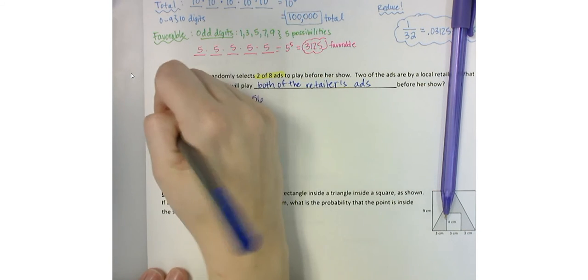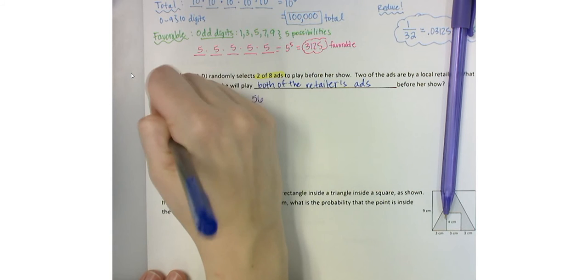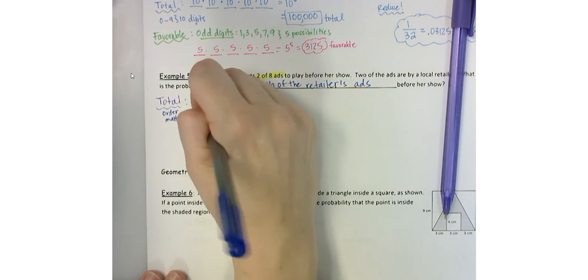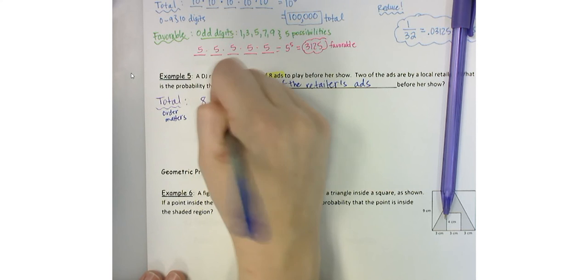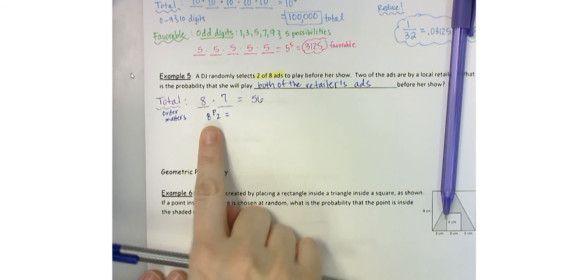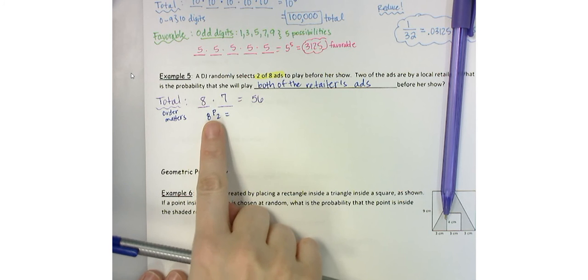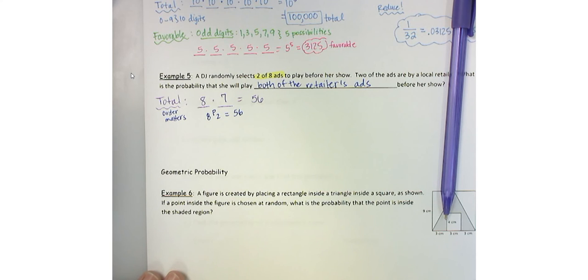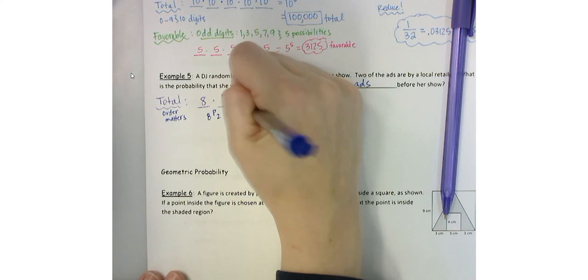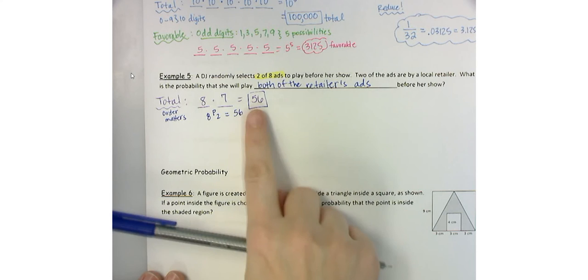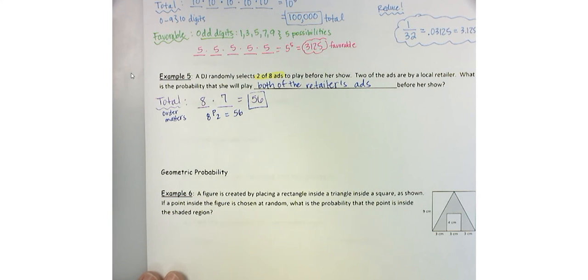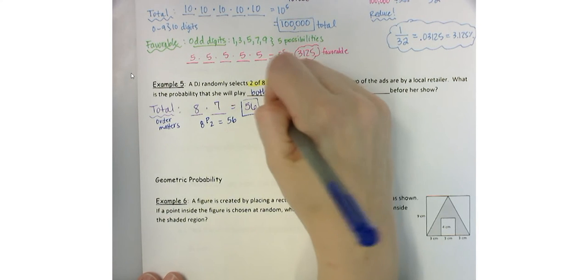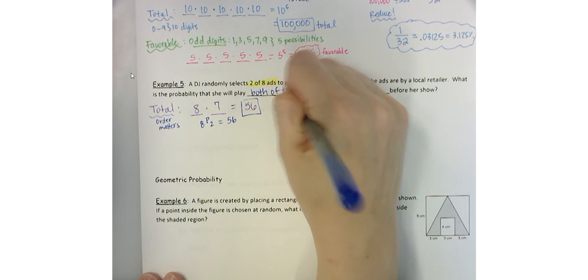Now we're going to look at the favorable. So remember, what we want to happen is that she plays 2 ads from the same retailer. So how many total ads does that retailer have? 2. So she only has 2 choices here, and once she plays one, she has only 1 more choice to play there. Again, because your order matters, you could do 2P2 and you'll get the same thing.